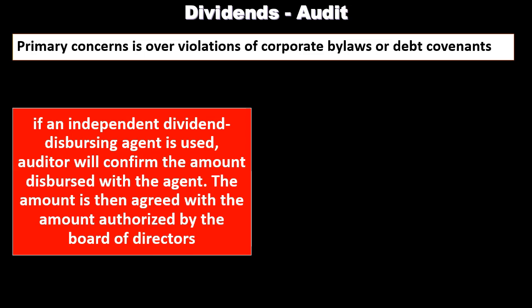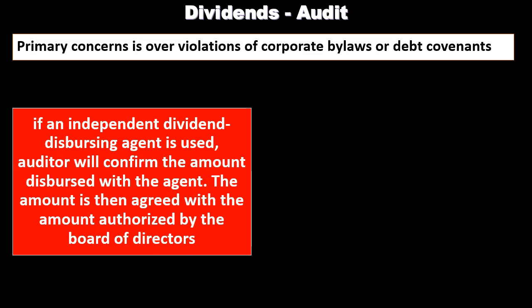If an independent dividend dispersing agent is used, the auditor will confirm the amount dispersed with the agent. The amount is then agreed with the amount authorized by the board of directors. So once again, if it's a publicly traded company, we have this basic bureaucratic process, a third-party individual that we can really use within the auditing process, that we can go to and confirm these transactions with.